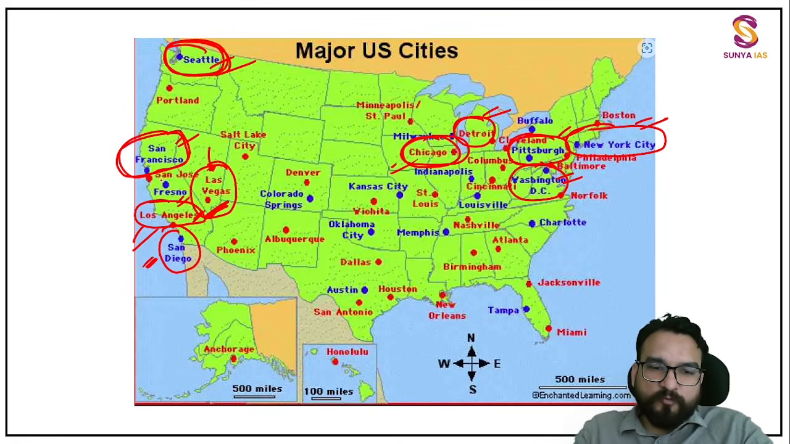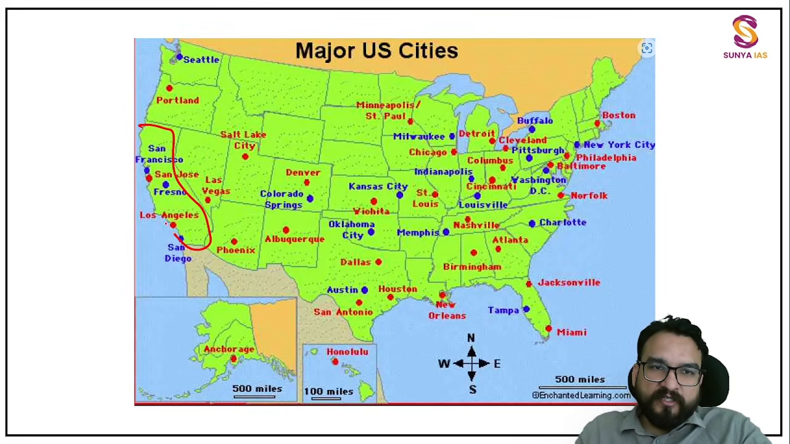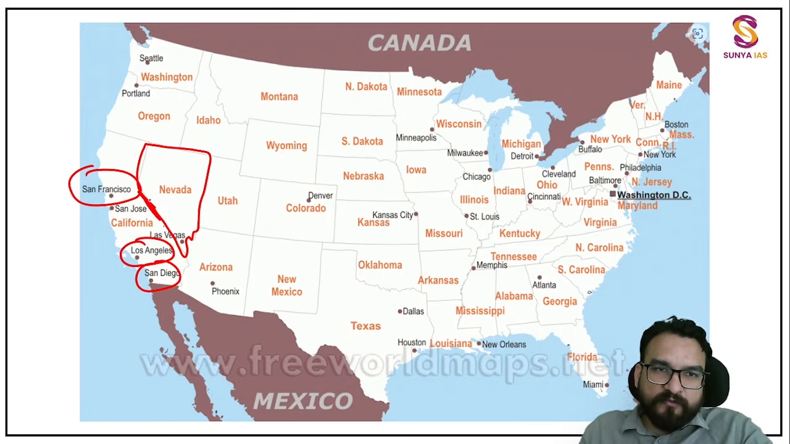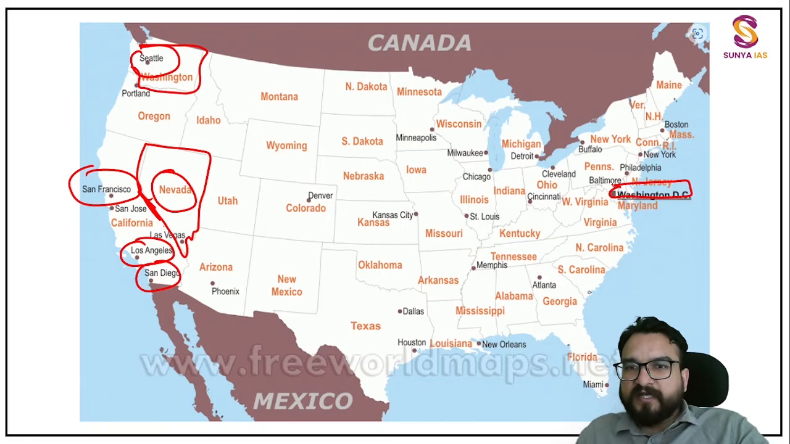But if you want to know the province, this is one province over here. This is the California province. So this is California over here. Try to remember, in California you will be finding San Francisco, Los Angeles, San Diego. Las Vegas you are going to find in the Nevada province. In Washington state over here, you are going to get Seattle. Washington DC is over here, guys.